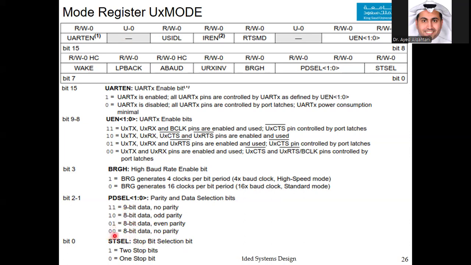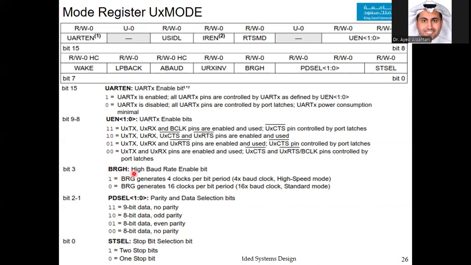If you use 00, this means it is 8-bit data with no parity, so purely data. And it's actually a good choice if you know that your system is contained, or your microcontroller is contained inside a system. So it's an embedded system here, and the distance is very short, so the error might not happen. The error rate is very, very small.